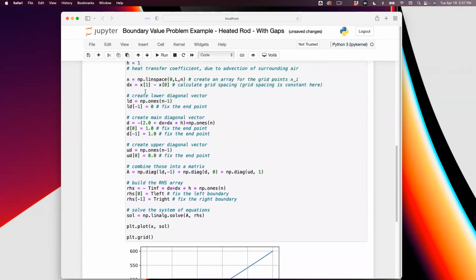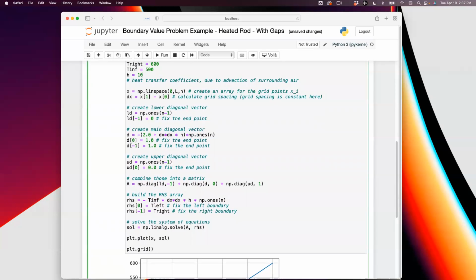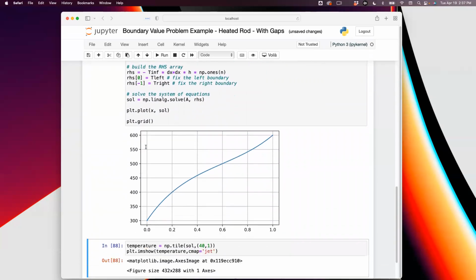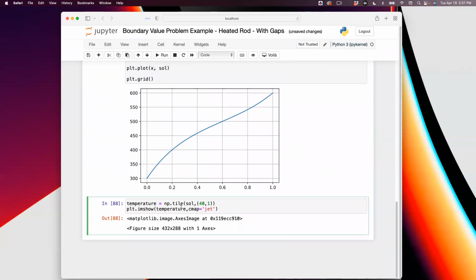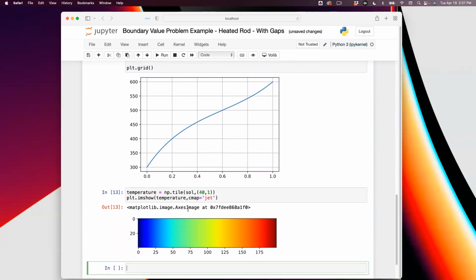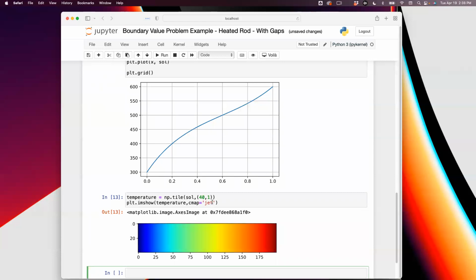1 or 10. Let's do 10. Okay. Now, what I have down here is a little trick for you to visualize the rod in a nicer way. If you execute that, it assigns a color map on the rod, with red being the highest value and blue being the lowest value. It's a pretty cool little trick to just illustrate how the temperature looks like, right?